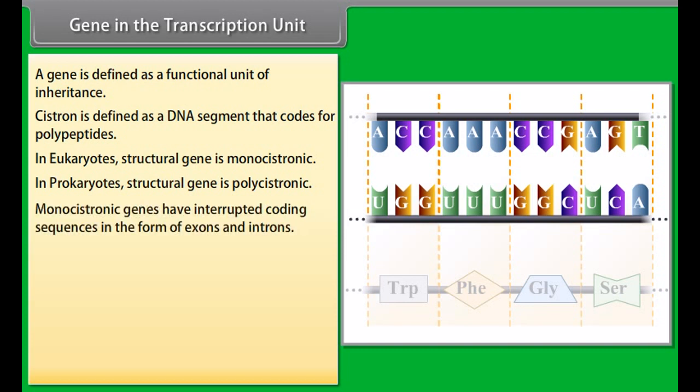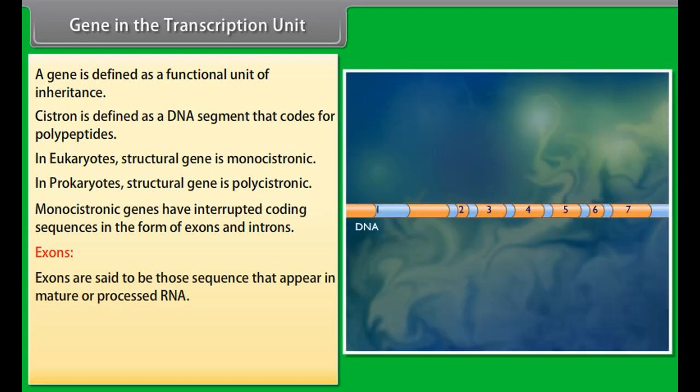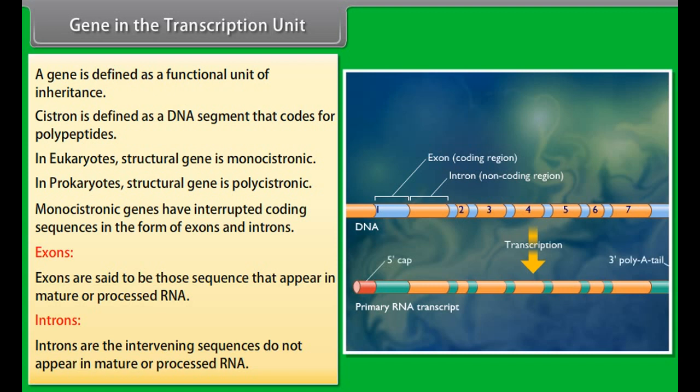Monocistronic genes have interrupted coding sequences in the form of exons and introns. Exons. Exons are those sequences that appear in mature or processed RNA. Introns. Introns are the intervening sequences that do not appear in mature or processed RNA.